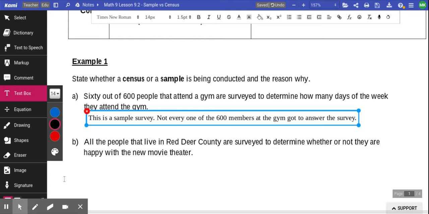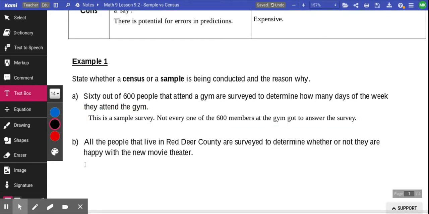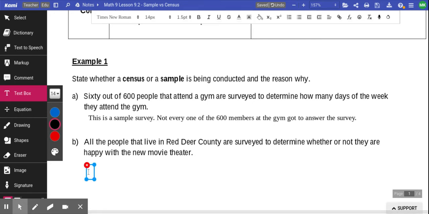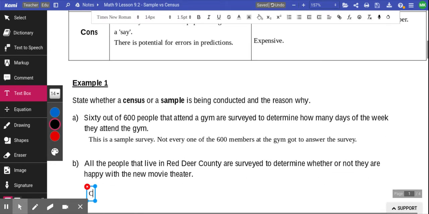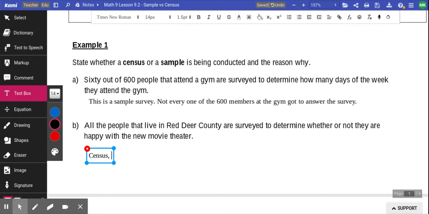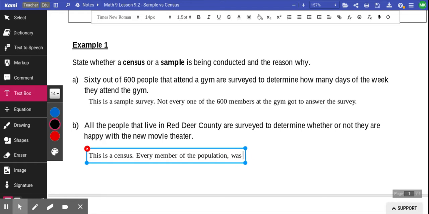If you read B, it says all people that live in Red Deer County are surveyed to determine whether or not they're happy with the new movie theater. This is a consensus. Sorry, this is a census, not a consensus. Census. Every member of the population, in this case Red Deer County, was allowed to answer the survey. So that is a census because everybody got a say.